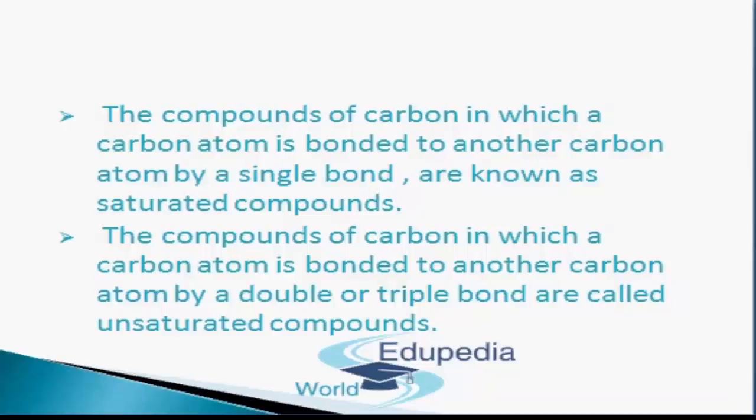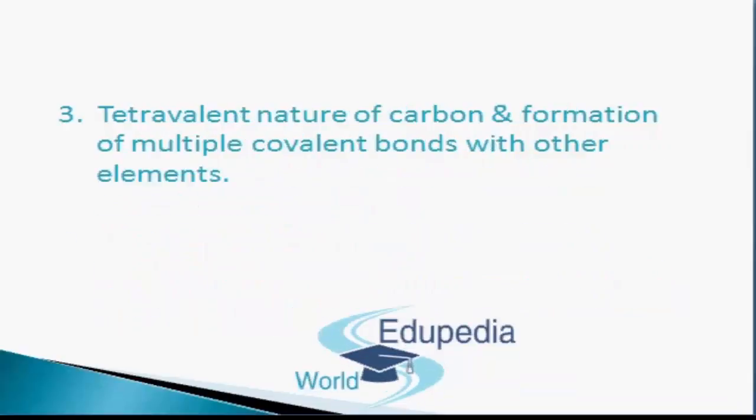Although some other elements such as silicon, phosphorus, sulfur, selenium also exhibit the property of catenation, the degree of catenation is much less in these elements in comparison to carbon. The third property is the tetravalent nature of carbon and formation of multiple covalent bonds with other elements.